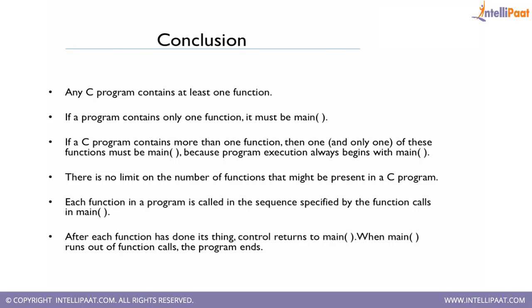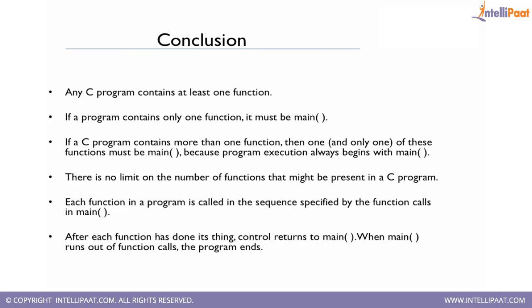If a program contains only one function, it must be a main function. If it contains more than one function, then main plus some other functions. If a C program contains more than one function, then one and only one of these functions must be a main function, because program execution always begins with main. So this is self-explanatory. There is no limit on the number of functions that might be present in a C program. So yes, we can have a lot of functions in a C program.